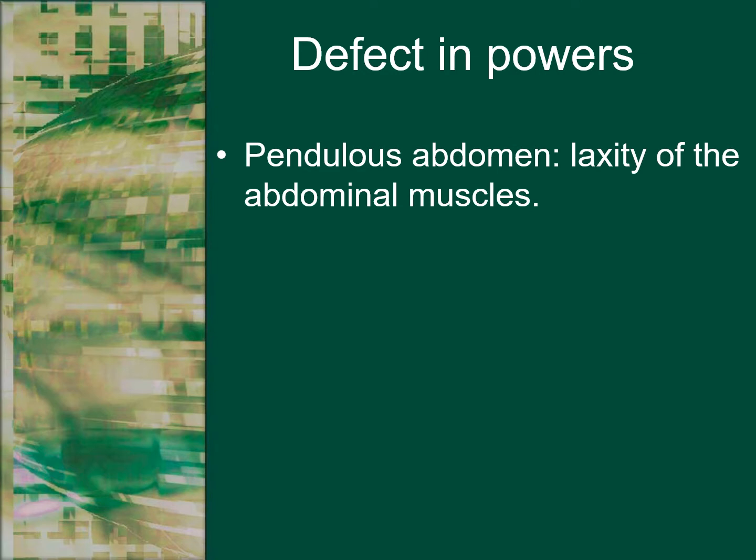If the mother has a pendulous abdomen, that is, laxity of the abdominal muscles, that may occur due to multiparity or advanced age of the mother. In these conditions, the pendulous abdomen will be there, and due to the laxity of the muscles, contractions of the uterus won't be effective.